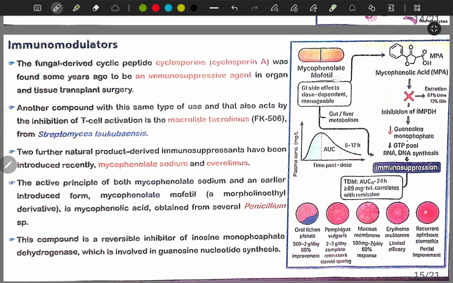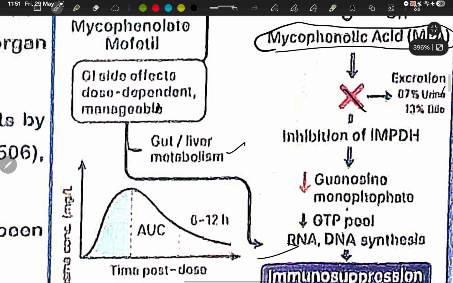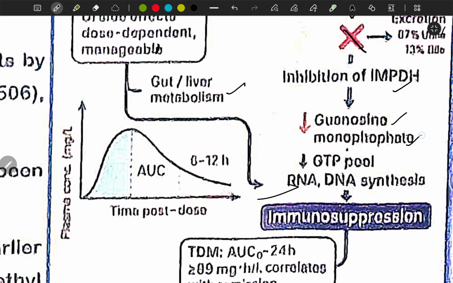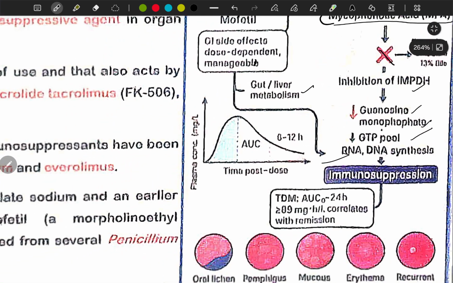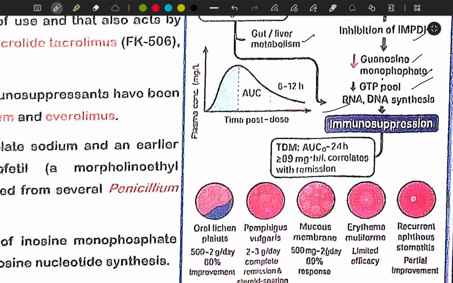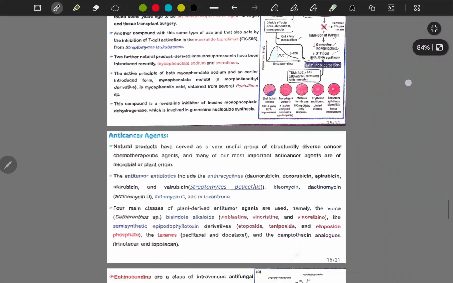So mycophenolate mofetil, gut and liver metabolism, RNA synthesis. So mycophenolic acid, MPA. Excretion 7.7% in urine, 0.13% something. Inhibition of IMPDH, guanosine monophosphate, decrease of GTP, guanosine triphosphate, RNA and DNA synthesis, immunosuppression or anti-cancer.